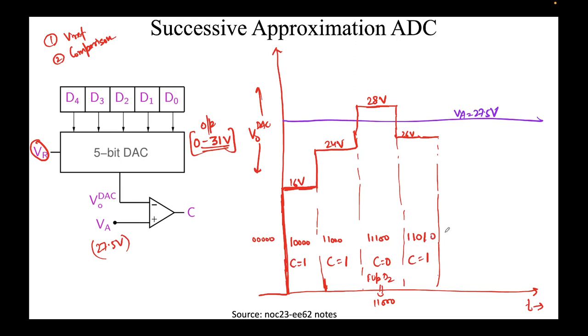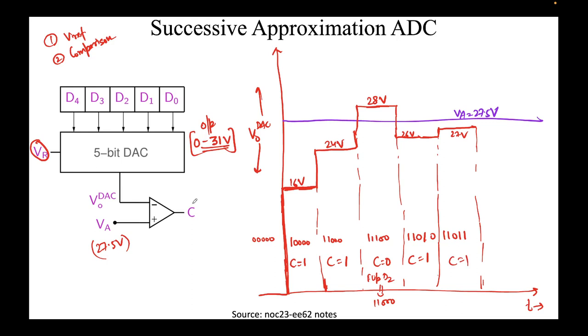And finally, we'll now flip the LSB. So 11011, if you see it, it will come out to be 16, 24, 26, 27 volts. So 27 volts will be here. And again, you compare 27 to 27.5. Positive has a higher voltage, so C will become 1. Comparator will give 1 output, which means it's higher.